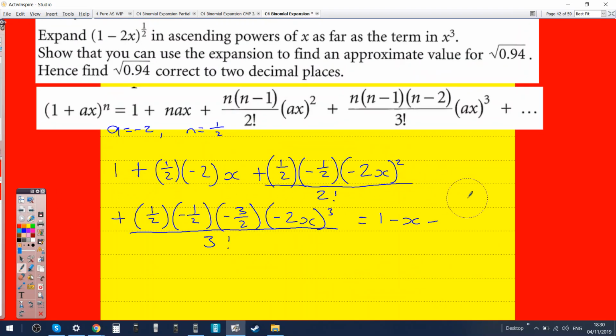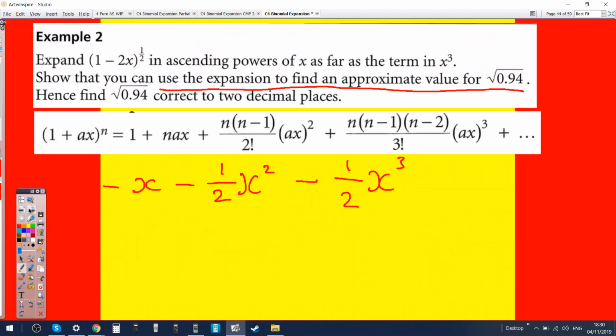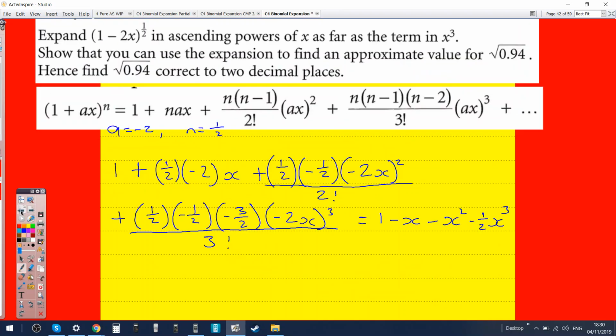So I get 1 minus x squared plus minus 0.5x cubed. Take a look. Yep. Okay. And then show that you can use the expansion to find the approximate value for the square root of 0.94.